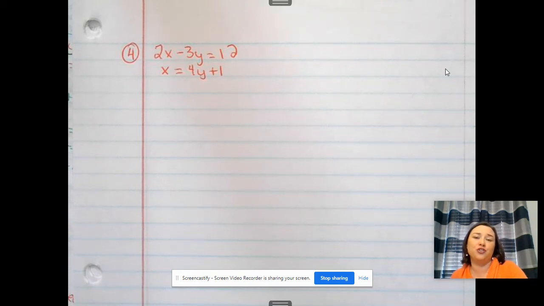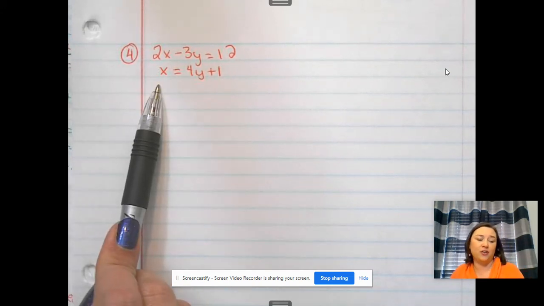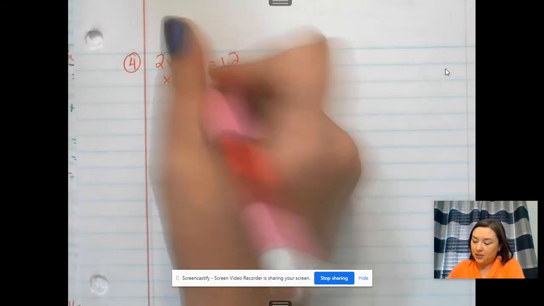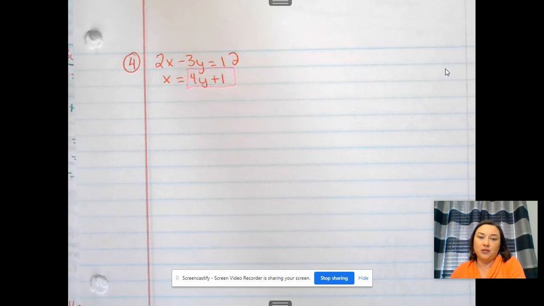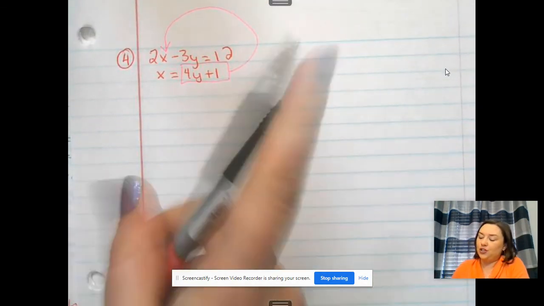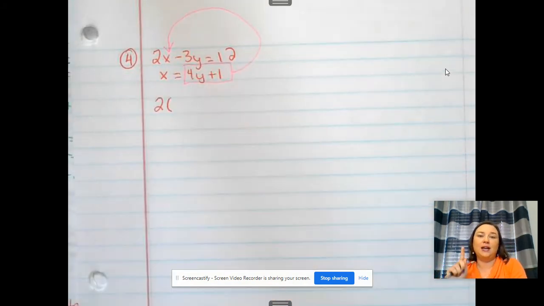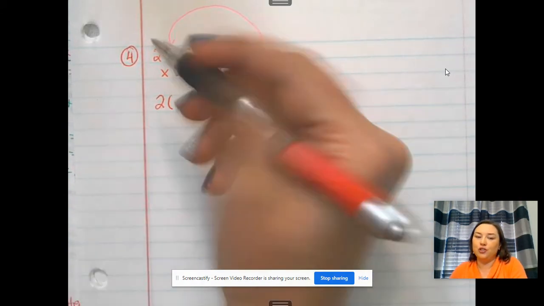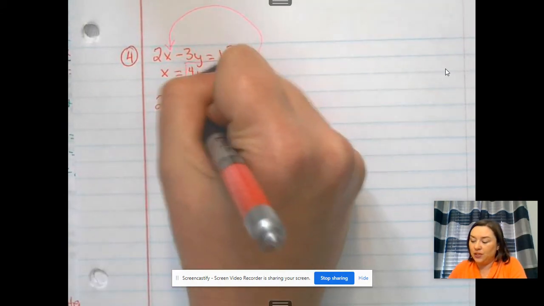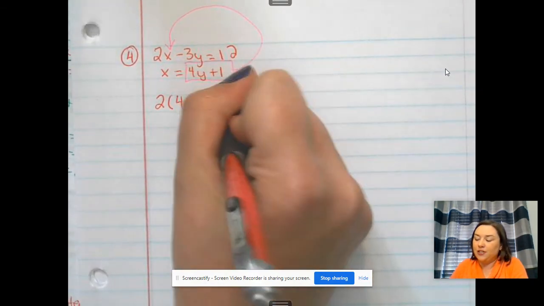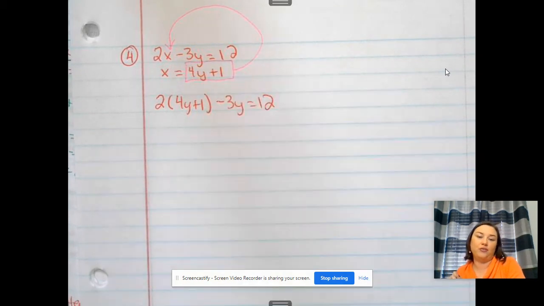So for the method of substitution, first we check to see, is there a letter already solved for? And in this case, x is already solved for. So we're going to take what x is equal to, which is 4y plus 1, and we're going to substitute it into the other equation for x. So 2 parentheses. Anytime there's a coefficient out front or a minus sign out front, you have to put in parentheses. So 2 times (4y plus 1), close parenthesis, and then we copy the rest of that problem. So minus 3y equals 12.